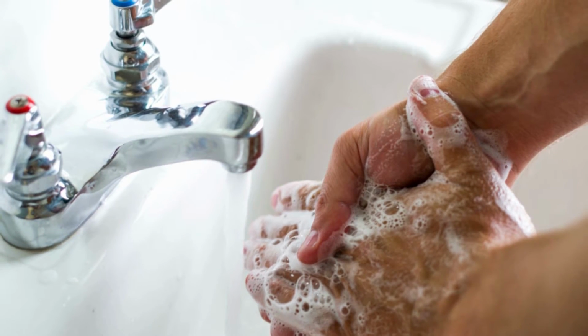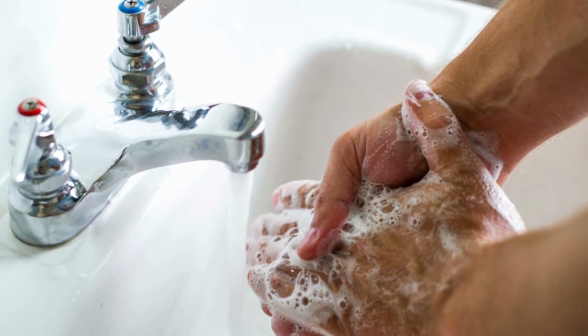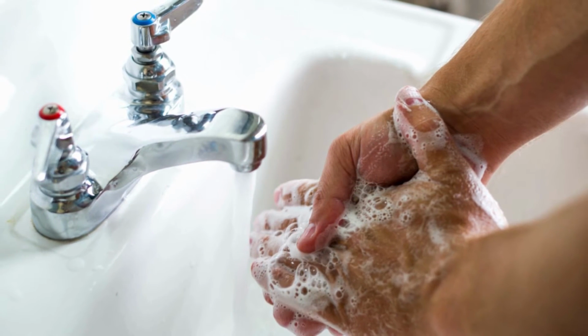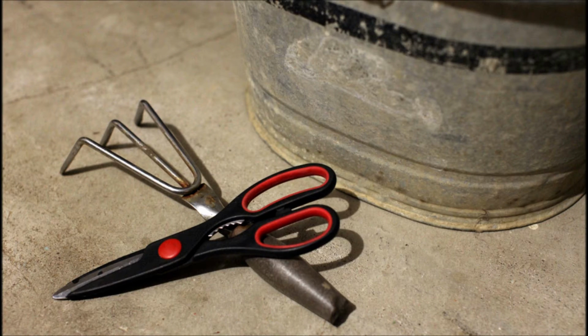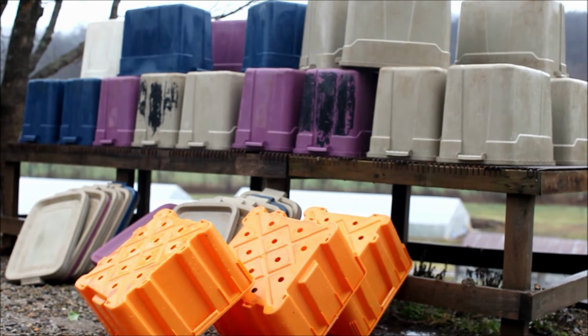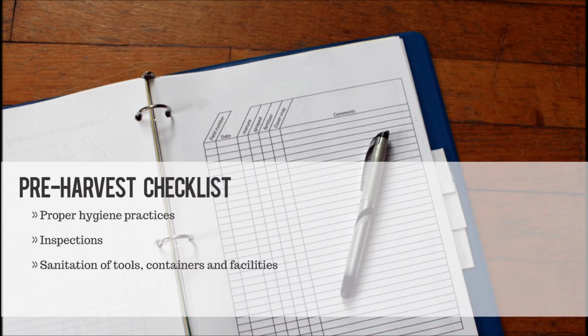Always have soap, clean water, and single-use towels available to workers near the field and packaging facilities. Clean and disinfect hand tools regularly. Clean bins often or use disposable liners. Develop a pre-harvest checklist which includes information on proper hygiene, inspections, sanitation of tools, containers, and facilities, as well as documentation.